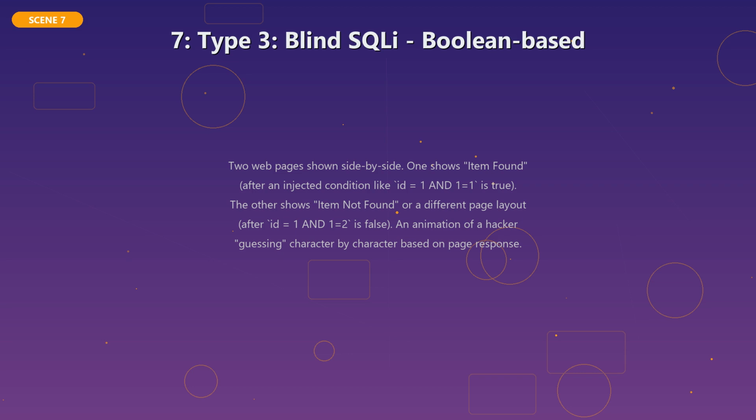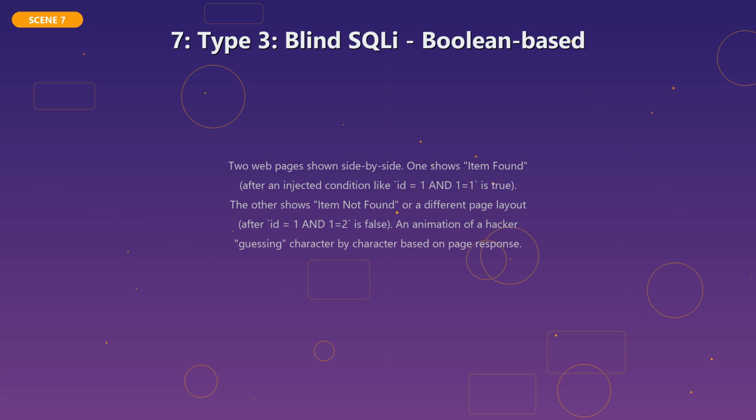For example, an attacker might inject a substring, @@version = 5, into a query. If the first character of the database version is 5, the condition is true, and the page might load normally. If it's 8, the condition is false, and the page might show an error or a different output. The attacker then iteratively tests character by character, position by position, to extract information.